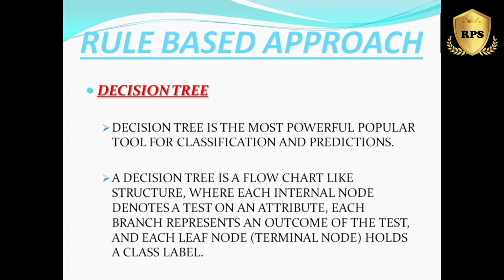Now, the rule-based approach has a point, that is the decision tree. This is an example of rule-based. A decision tree is the most powerful and popular tool for classification and prediction. A decision tree is a flowchart-like structure where each internal node denotes a test on an attribute, each branch represents the outcomes of the test, and each leaf node holds a class label.